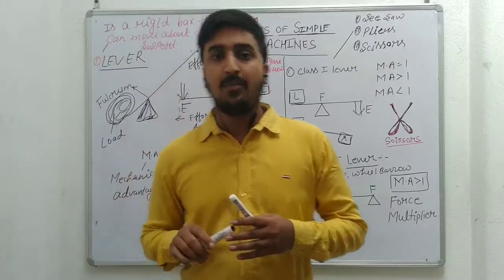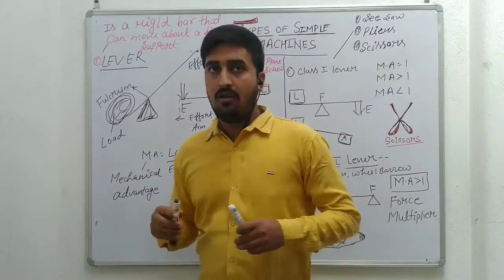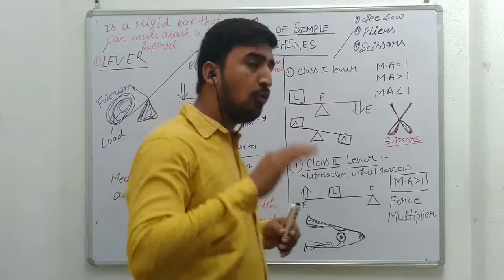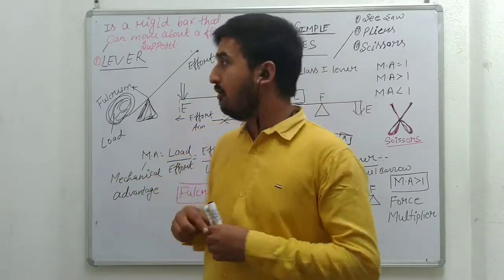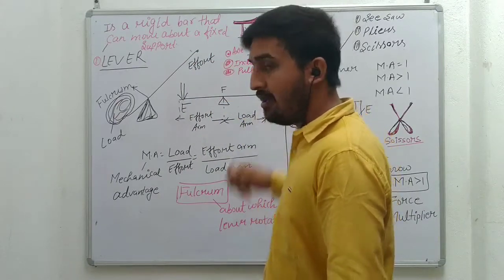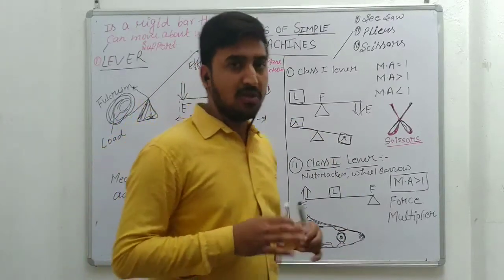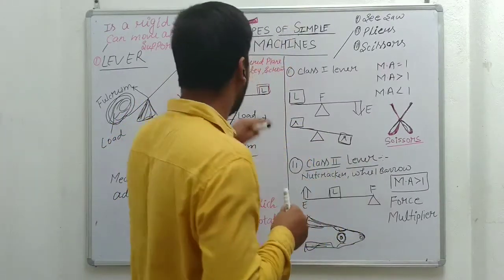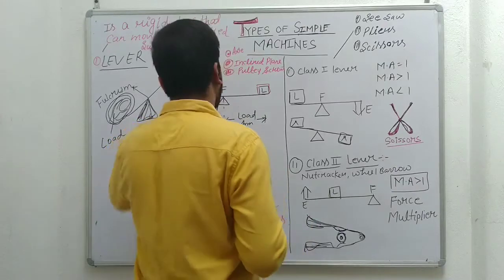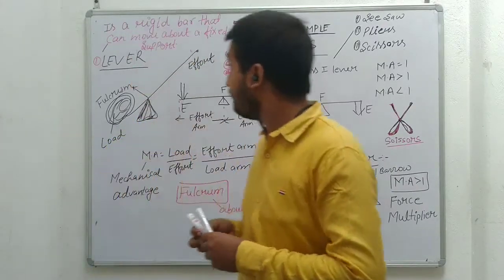Lever, inclined plane, pulley, screw jack, wedge. There are so many types of machines. We shall start with lever, then axle, inclined plane, pulley, screw jack. We'll discuss one by one the different machines. Please look carefully here and try to understand the different types of simple machine.